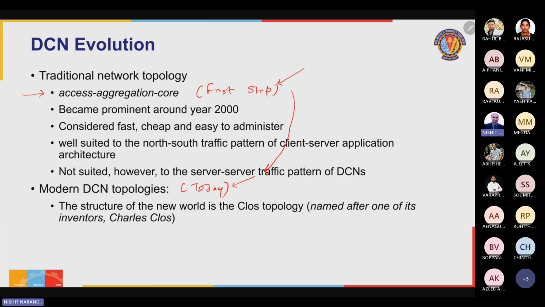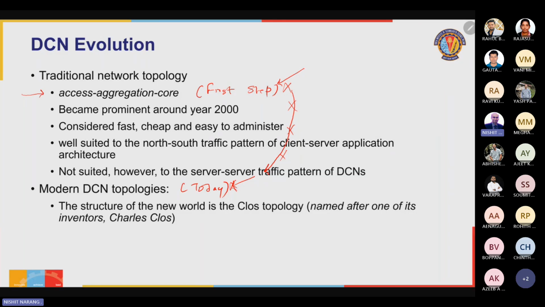So today, we'll just look at what was the case with traditional networks when it was predominantly client-server traffic. Then we'll look at what is the case today when it is predominantly server-server traffic. This should give us the starting point and the end point of the journey. In the next class, we will trace this journey, as to what happened in between, from access aggregation core to where we are today.